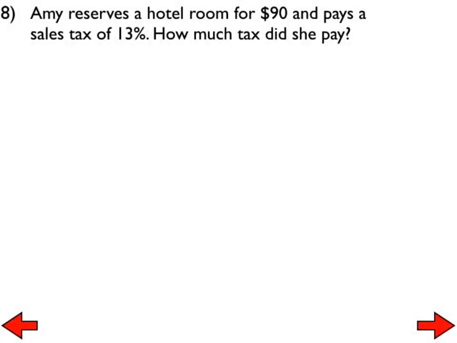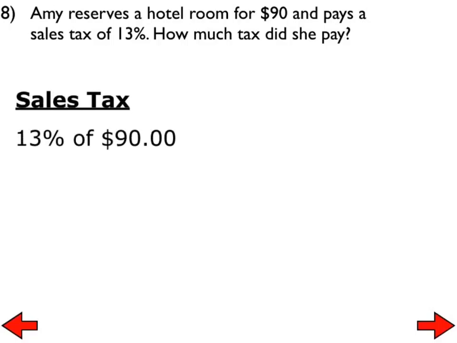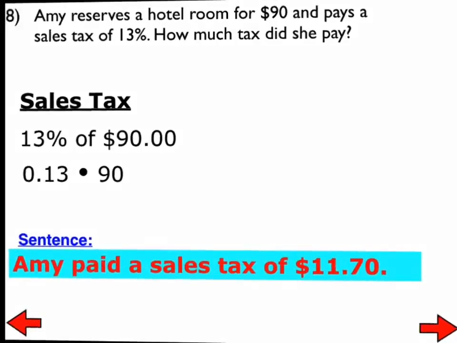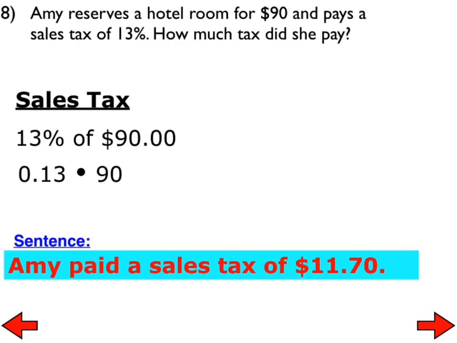And then I also told you to do number 8. So Amy reserves a hotel room for $90 and pays a sales tax of 13%. How much tax does she pay? How did you set this problem up, Kevin? Number 8. Times 13? What's 13% as a decimal? That's not 13. 0.13. 0.13 times 90. And Johnny, what was your sentence for this problem? The tax that she paid was $11.70. Excellent. So she has to pay $90 for the room and an extra $11.70.